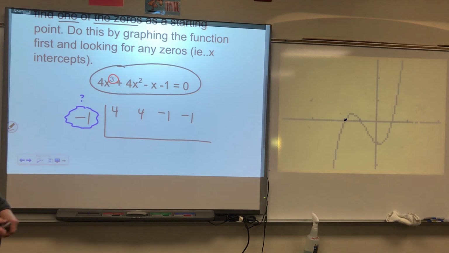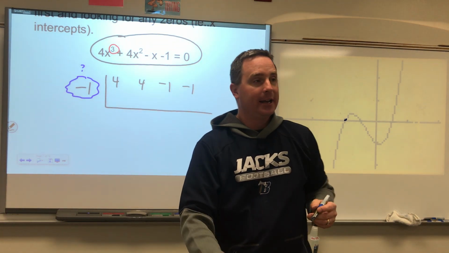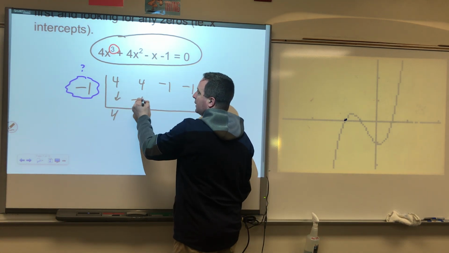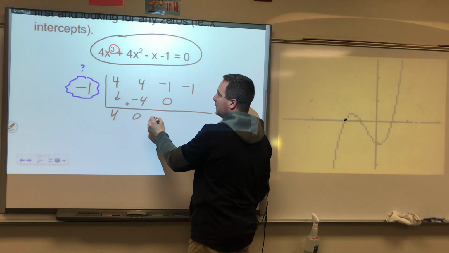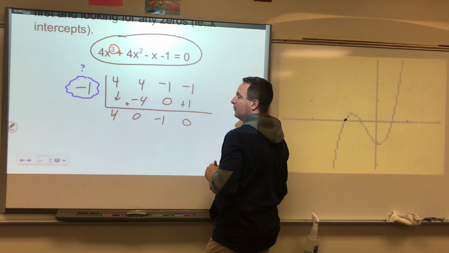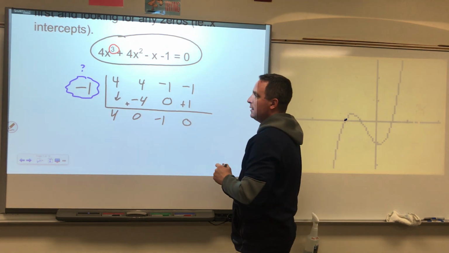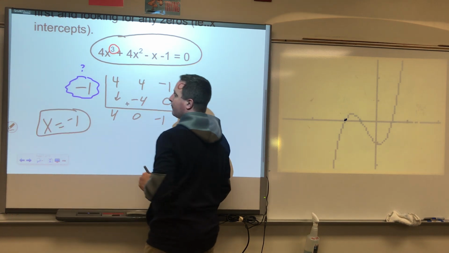So there's -1. And according to this, if it is a solution, it should give me a 0. So let's try it. I'm going to drop down my 4. -4, 0 when I add them. 0, -1, +1, add them, and I get 0. There we got it. So I know that x equals -1 is one of my solutions.